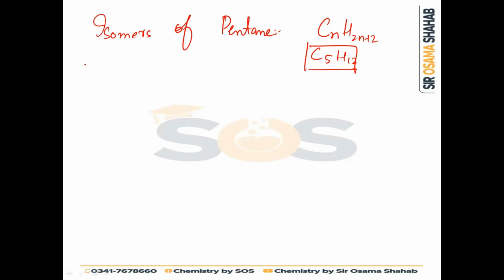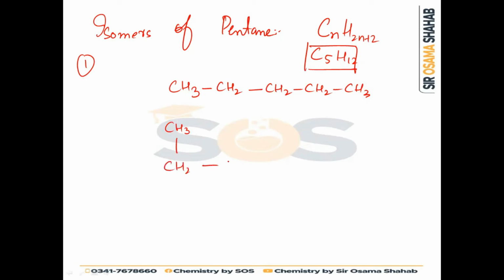So let's draw the first structure. The first structure is simply pentane, just like this. As I have told you, if you want to put the first and last carbon on the top, it is possible. It is a linear chain, it is the same. If you put it on the last carbon, it is again the same. It is not a different structure, just a different look.